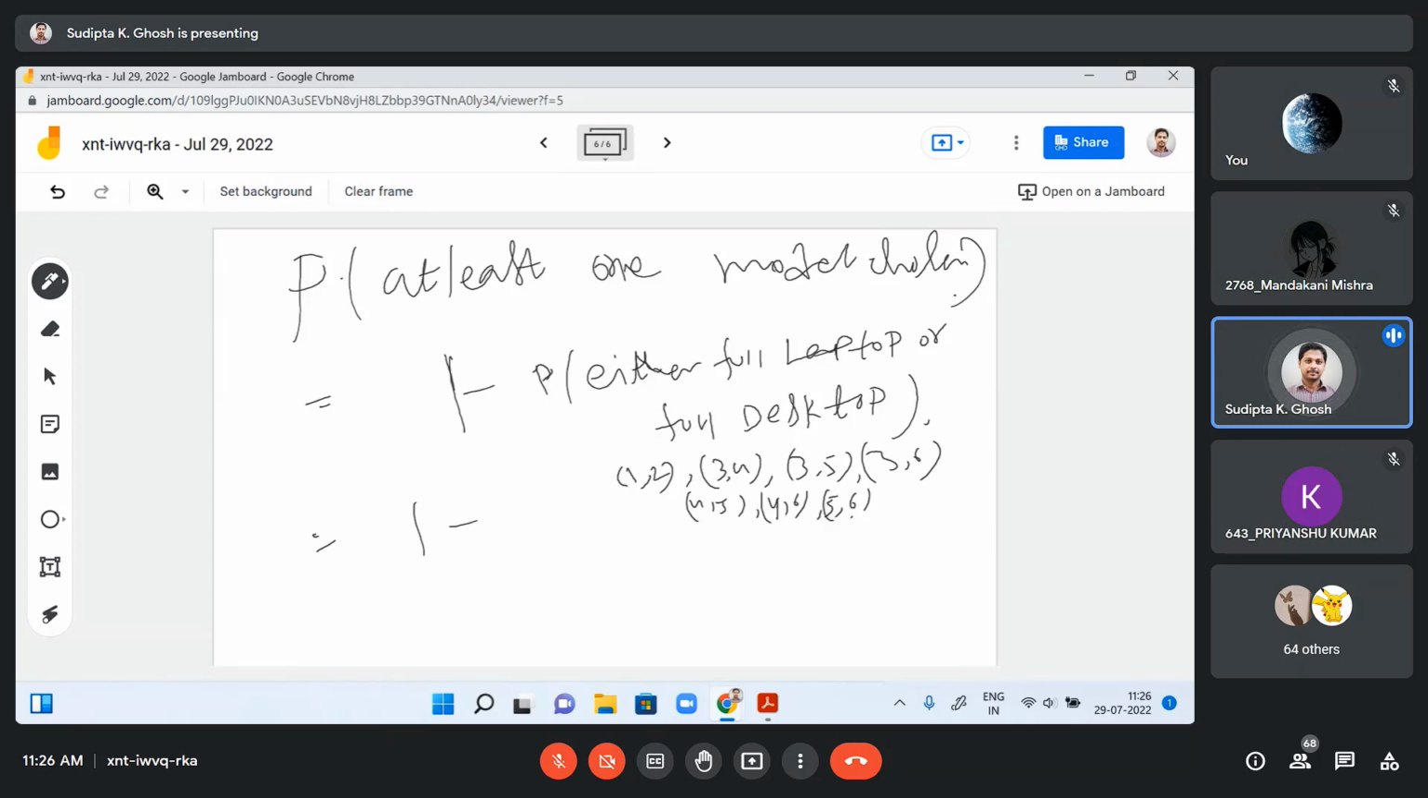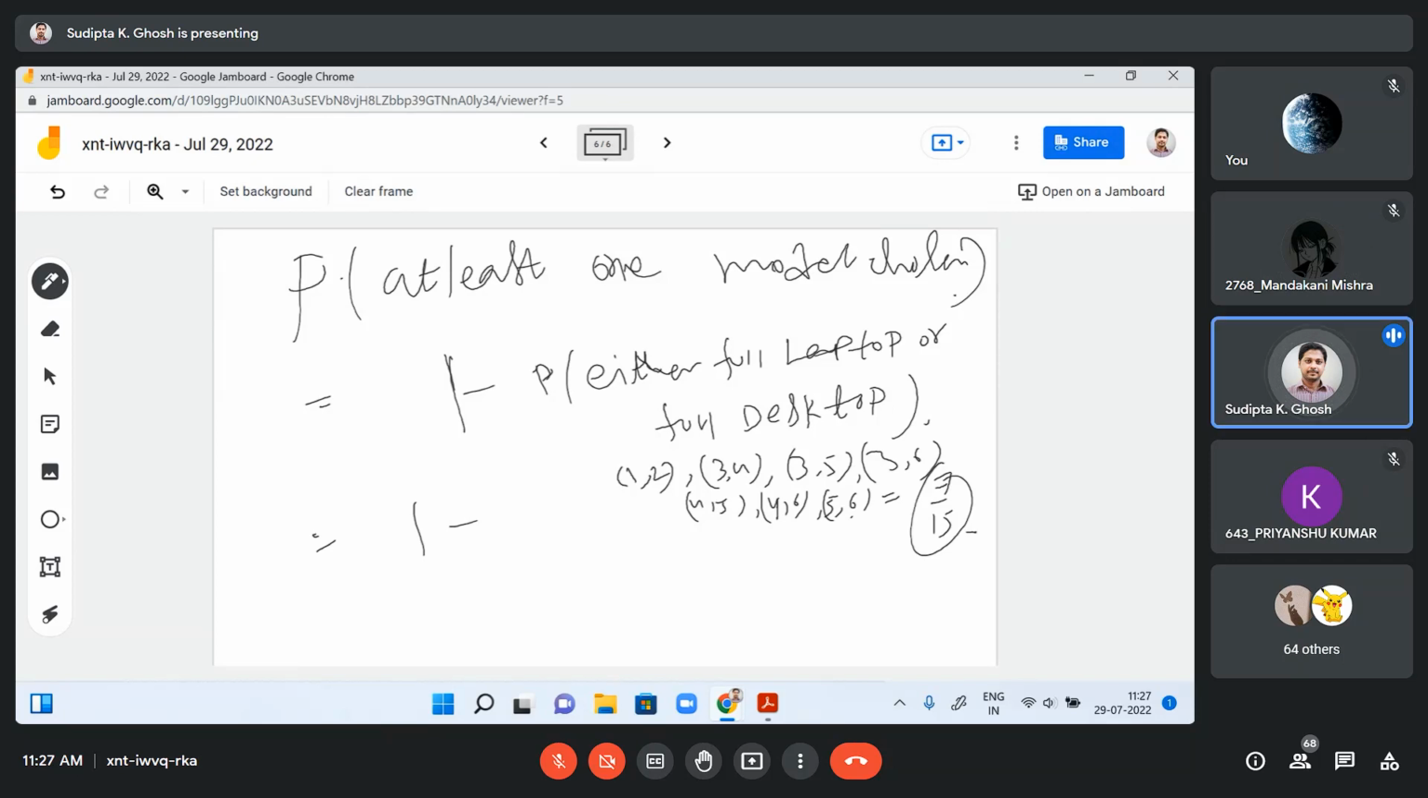These are the points. But observe, whenever you are taking only these points, you are dealing with either both laptops or both desktops. Just check it. How many points are there? So, 7 points. Therefore, the probability becomes 7 by 15. 7 by 15, correct, sir?